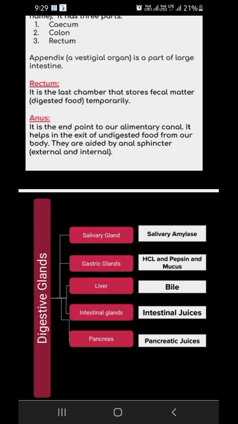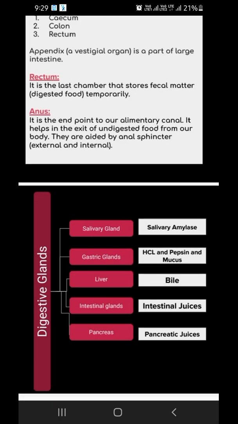Pepsin breaks down protein into amino acids. Maltase breaks down maltose into 2 molecules of glucose. Lactase breaks lactose into glucose and galactose. Sucrase and lipase break sucrose into glucose and fructose.